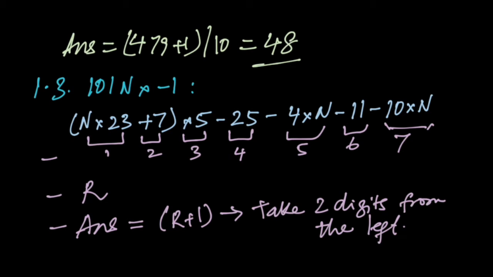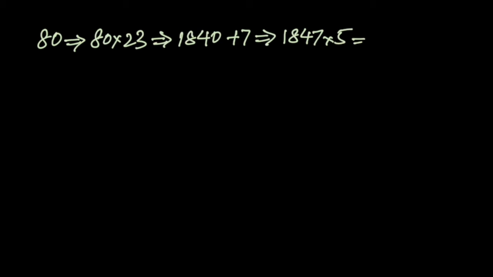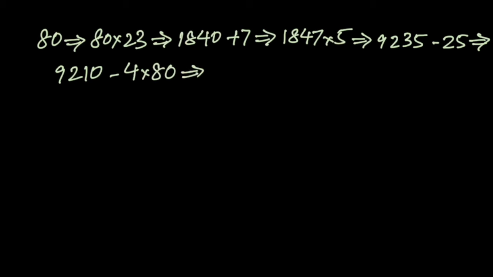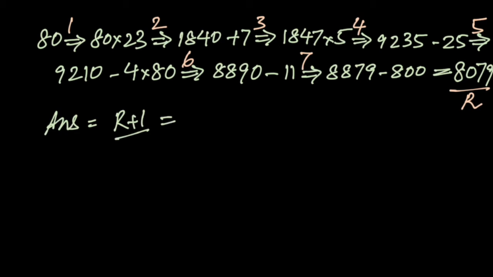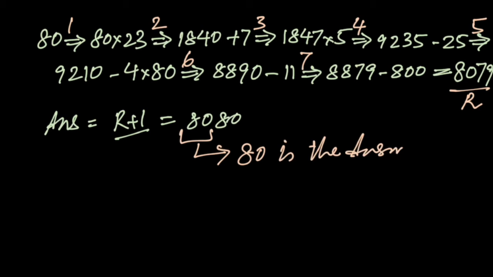When we get the result, we add 1 to it and we take 2 digits from the left. Suppose our example is 80. If we follow the steps, it will go something like this. So these are the 7 steps. Then we simply add 1 and we take the first 2 digits from the left. So 80 is our answer.